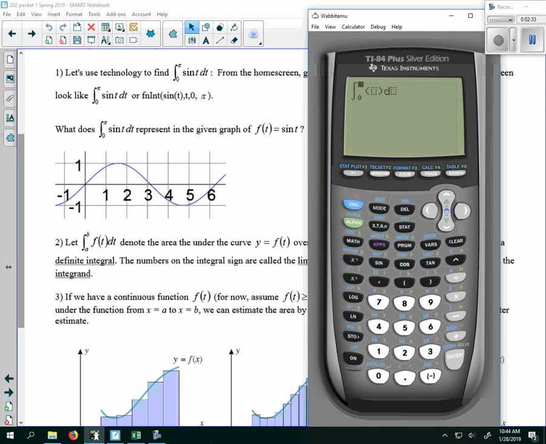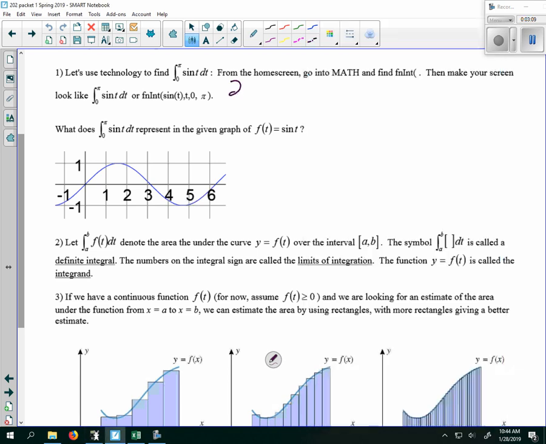Oh, this is going to get really annoying. Okay. 0 to pi. And then I'm going to enter my function, which is sine of t. So I'm going to use x because that's the button I have, sine of x dx. So instead of t's, I used x's. That's what your graphing calculator's default variable is. And then you just hit enter, and it says 2. So I used a calculator to evaluate the integral. Oh, I see what the problem is. Hang on.